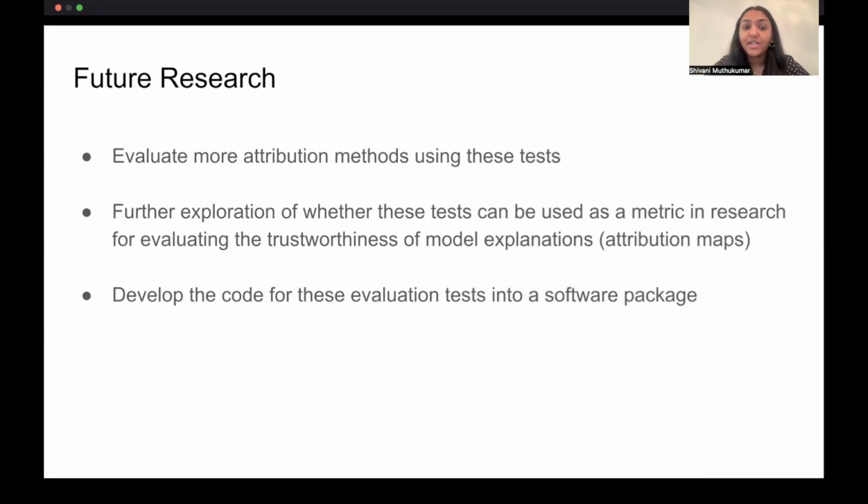For my future research, I want to evaluate more attribution methods using these tests and further explore whether these tests can be used as a metric to evaluate the trustworthiness of more model explanations.